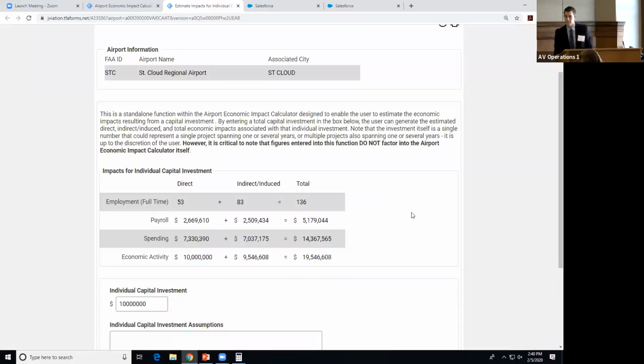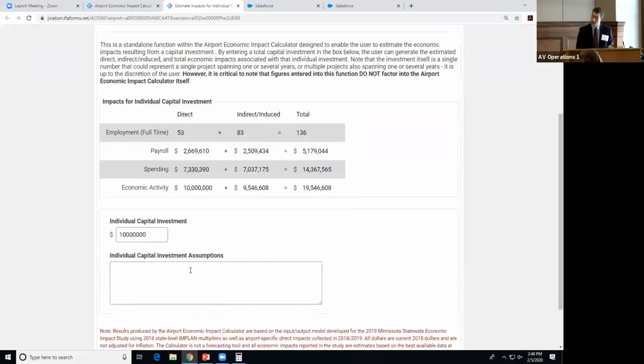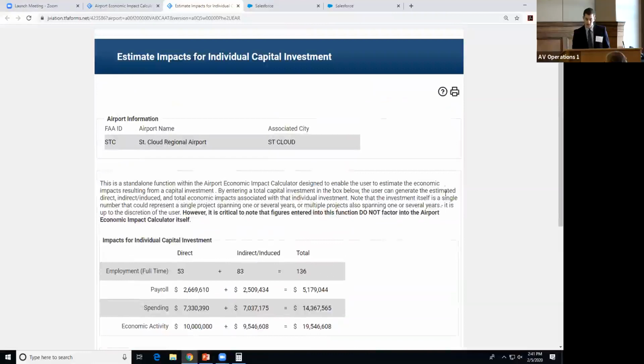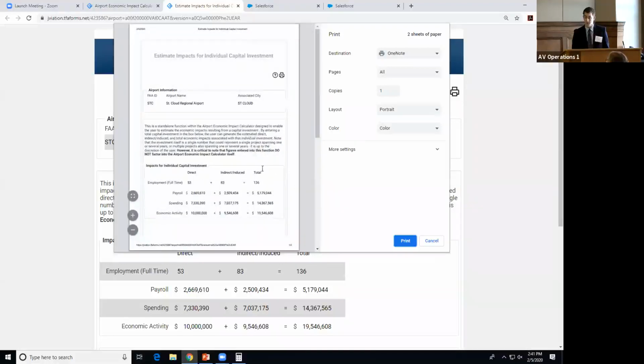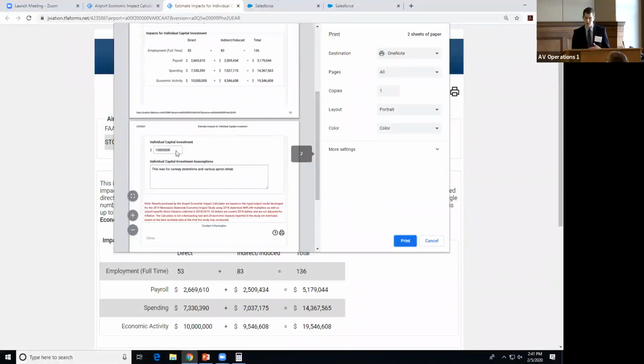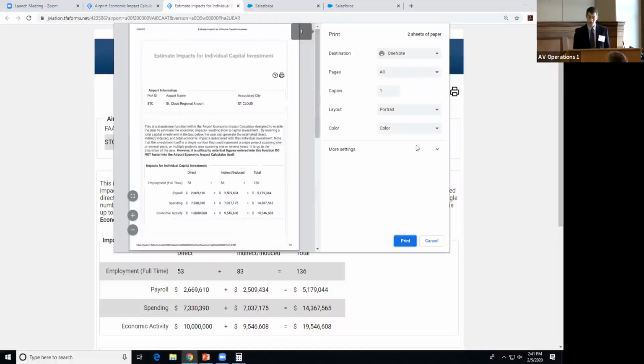What would go under the individual capital investment assumptions? Is that just for note-taking purposes? Yeah, good point. That's something I neglected to cover, but you want to say this was for runway extension and various apron rehab, or you can put in notes to yourself. And the purpose of that is we have this print button on every page. So if you want to run this scenario and show somebody, you can print this or save it as a PDF, and those notes are there, so you know what went into that $10 million, and what the resultant impact is.